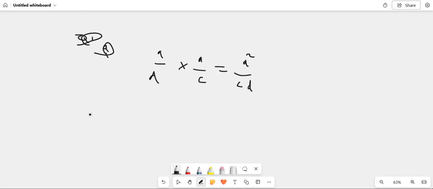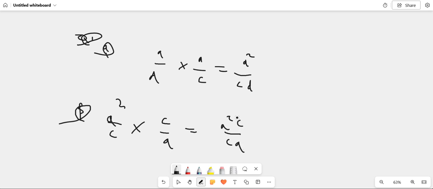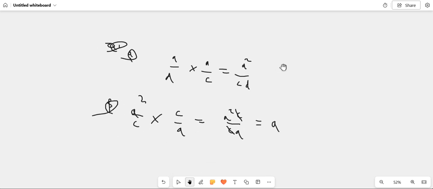Alright, calm. Cool. Question B. We've got a squared over c times c over a. So if you think about it, when we times these together, we're gonna get a squared c over ca. Now, c divided by c is gonna be 1, so that just cancels. And a squared divided by a is just gonna be a, so that cancels effectively as well to just leave a. You get it?